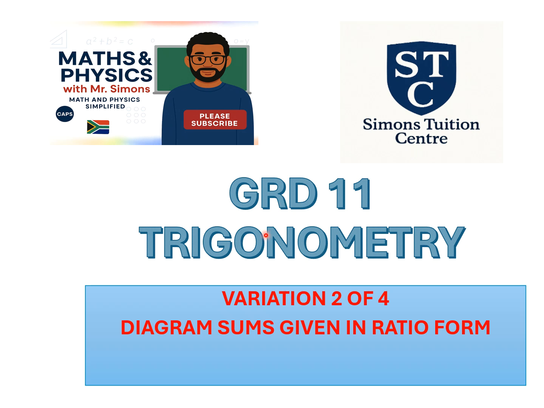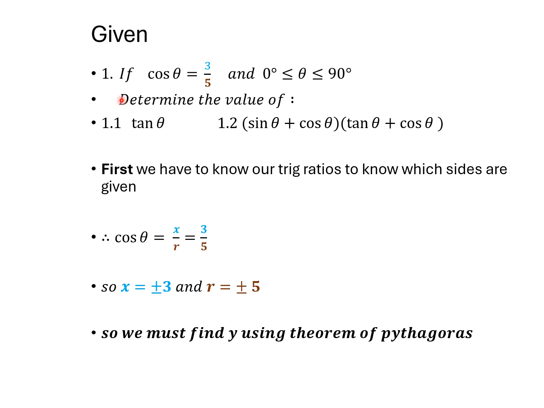Today's lesson on trigonometry, we're looking at the second variation where we give you a diagram sum in ratio form, which is the norm in which we test. Most of the other problems you're going to have to simplify back to ratio form. So, if cos theta equals 3 over 5 and theta is less than or equal to 90 and greater than or equal to 0, so 0 to 90, I'm working in the first quadrant.